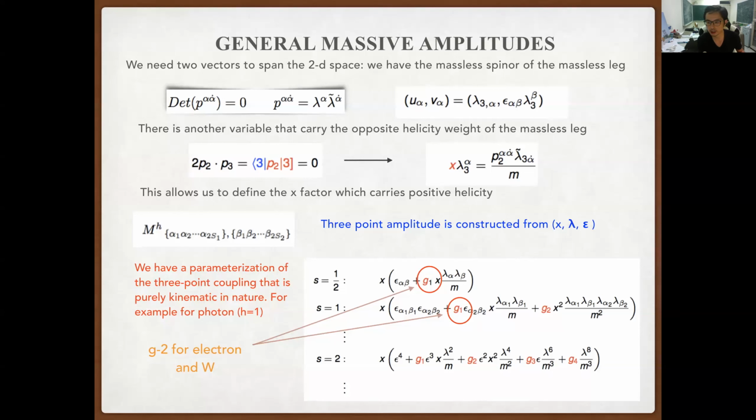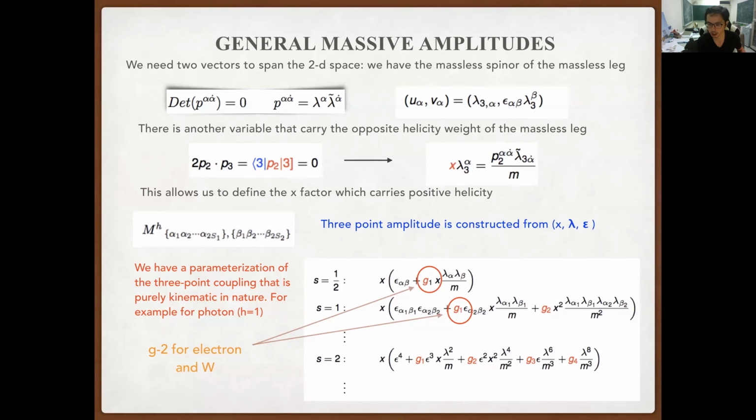So x is essentially defined kinematically in this fashion. And of course, this doesn't make sense in Minkowski signature. You either have to go to complex or 2-2 signature, whose space-time interpretation Donald has briefly mentioned in the previous talk. So the 3-point amplitude is now constructed out of just x, lambda, and the Levi-Civita tensor. In general, for spin s, you would have 2s plus 1 structures. For spin 1/2, you have 2. For spin 1, you have 3 possible structures. And so this basis is defined purely kinematically.